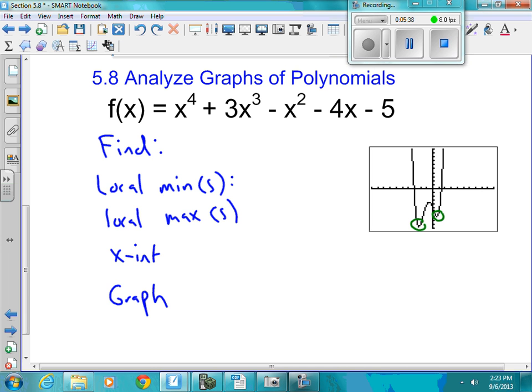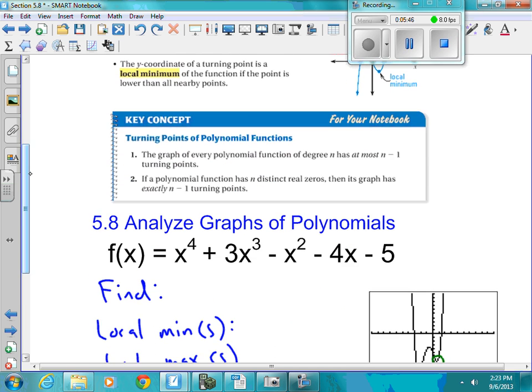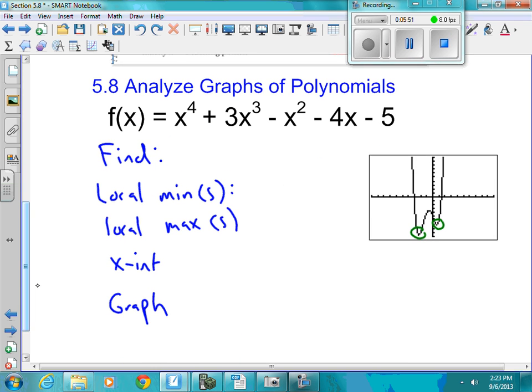Now, if I look at the maximum turning points from our formula up here, the maximum turning points is n minus 1. So our power degree is 4. So max turning points is 4 minus 1 or 3. We have a maximum of 3 turning points. We have 3 turning points here. The 2 in green are your mins. The blue one is a max. There's our 3.